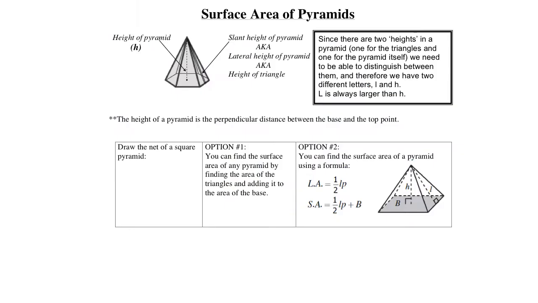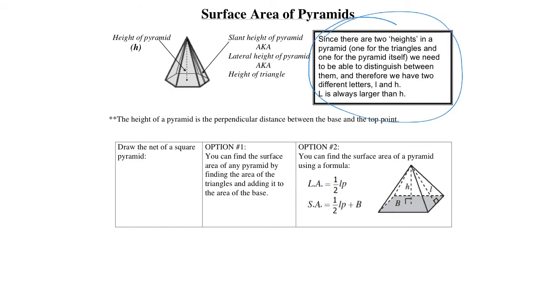Okay, let's talk about surface area of pyramids. So first, just recall that every pyramid has one base. The base could be any polygon. It can be a square, a triangle, a hexagon, an octagon. Anything can be the base. Then the sides of the pyramid are made up of triangles, the number of triangles equal to the number of sides in the base.